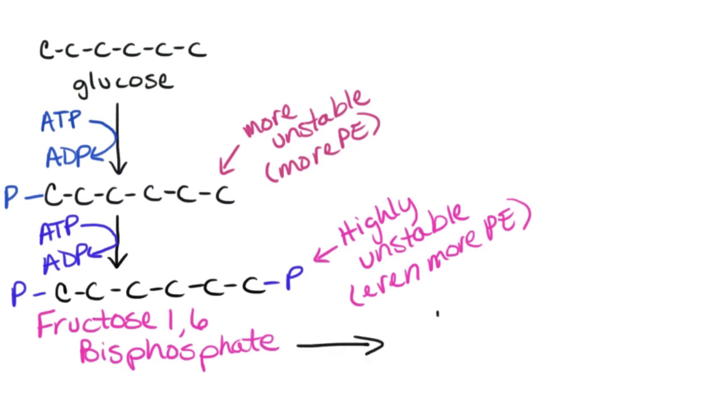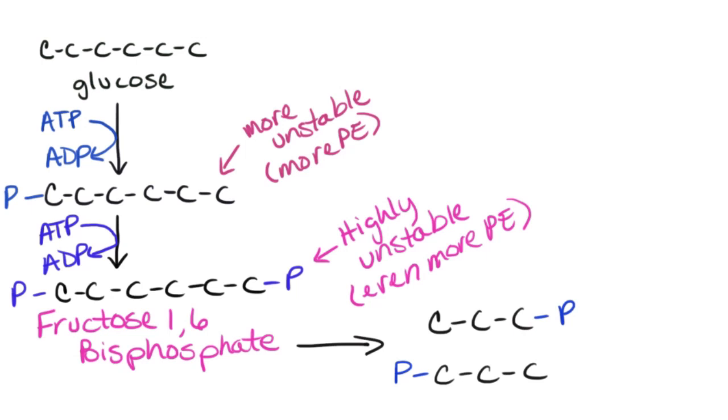So in the very next step, that is exactly what we're going to see happen: we're going to end up with 2 3-carbon molecules, and they do have different names, but each one of those 3-carbon molecules is going to have a phosphate attached to it. One of them is going to be what we call pGal, and the other one is going to be what we would call G3P.